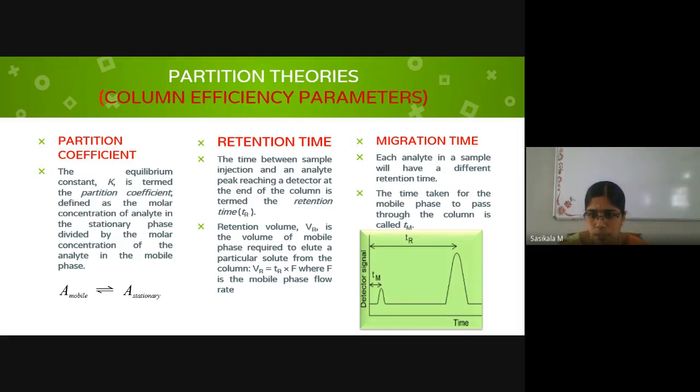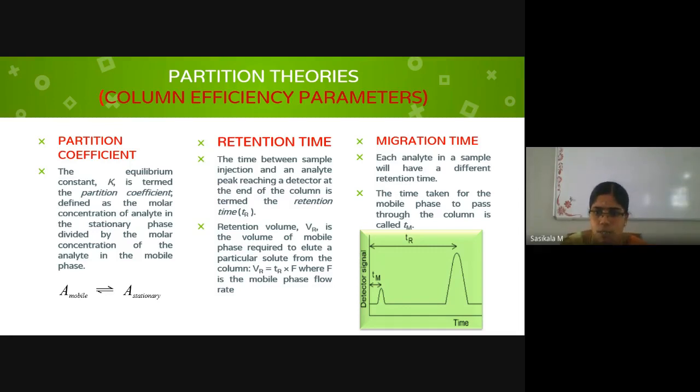This first peak represents where only your injection sample enters the column, giving the migration time. The time taken for the mobile phase to pass through the column is called migration time, and the retention time is the time between sample injection and the analyte peak reaching a detector at the end of the column. Or we can say, at a particular retention time it reaches peak maxima, or 50% elution takes place from the column. Peak maxima represents 50% elution, and the remaining 50% elution takes place afterwards. So this is called retention time.